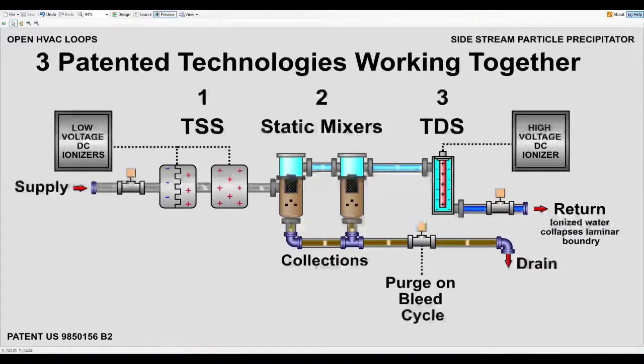ELECTROCELL Systems also manufactures systems for chill water closed loops, hot water closed loops, and steam boiler feed water.